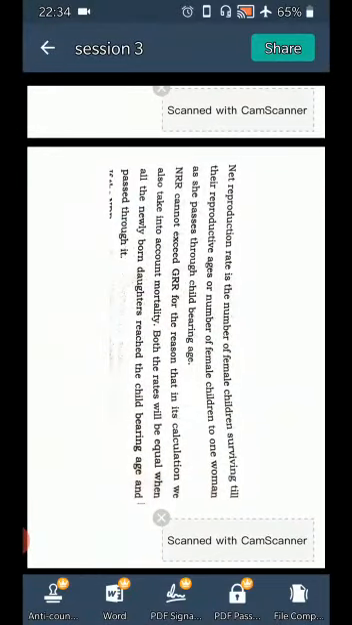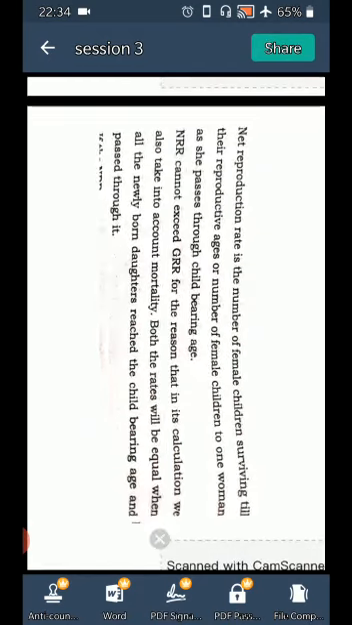Now the second reproduction rate is net reproduction rate. What is net reproduction rate? It is the number of female children surviving till their reproductive ages, or the number of female children to one woman as she passes through the childbearing age. Here, NRR cannot exceed GRR for the reason that in its calculation we also take into account mortality. So both the rates will be equal when all the newly born daughters reach the childbearing age and pass through it.